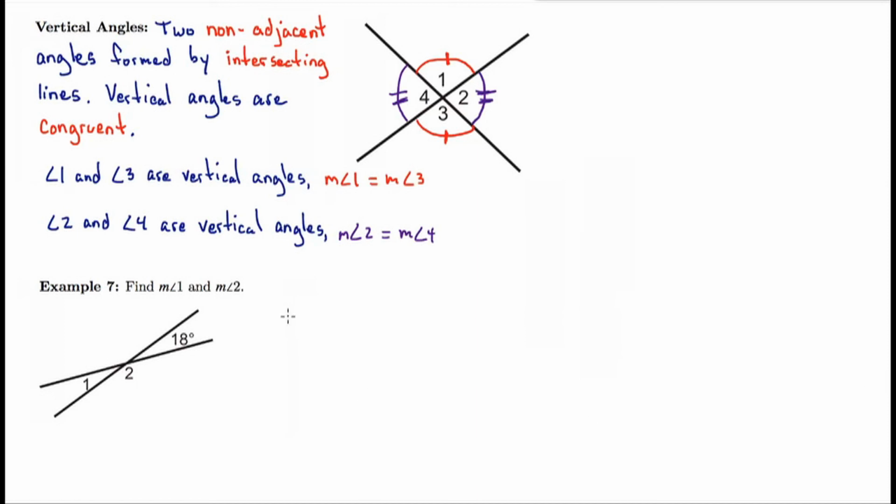Okay, so that's it for vertical angles. So let's do a quick example 7. Find the measure of angle 1 and the measure of angle 2. Well, angle 1 is going to be 18 because it's vertical with the 18 degrees. And I know that the measure of angle 2 plus 18 degrees is going to be 180. So that means angle 2 must be 162.